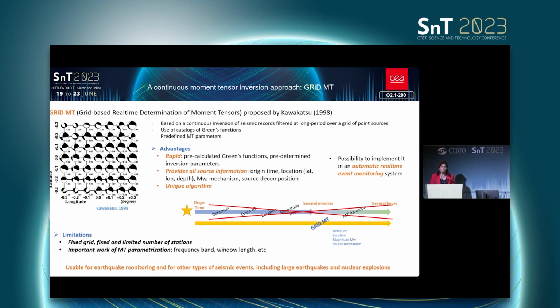It provides all the source information at once in one unique algorithm. You get the origin time of the event, its location. You also get the moment magnitude, the source mechanism, and the source decomposition. And it's very interesting because you can implement it in near real-time system for earthquake monitoring or seismic event monitoring. However, it has some limitations. You need to have a fixed grid of sources, and you also have to have a fixed and limited number of stations. And it also requires a very important moment tensor work for parametrization.